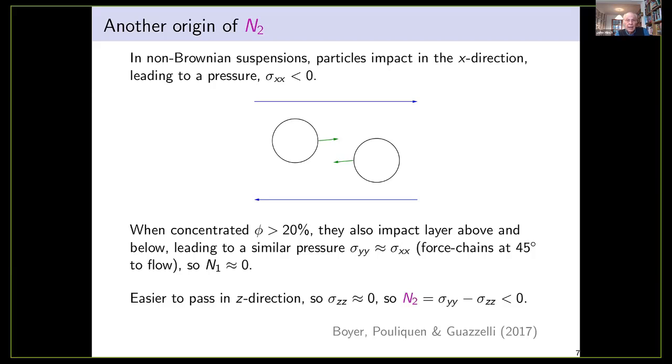On the other hand, there's no real difficulty of going sideways in the z direction, the vorticity direction, so there's not much of a pressure in the z direction. And so N2, which is pressure in the y, that's a negative stress, and nothing in the z, ends up again being negative. And this was nicely measured by Elizabeth Guazzelli's group.